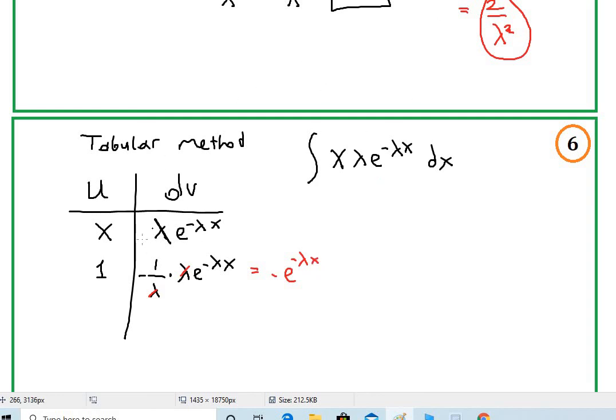And here all we have to do is cross multiply, with alternating plus and minus signs. Since there is nothing to multiply with 1, we have to go one more row. The derivative of 1 is 0, and again the antiderivative of this will be negative 1 over lambda times e to the negative lambda x, which is going to be plus.